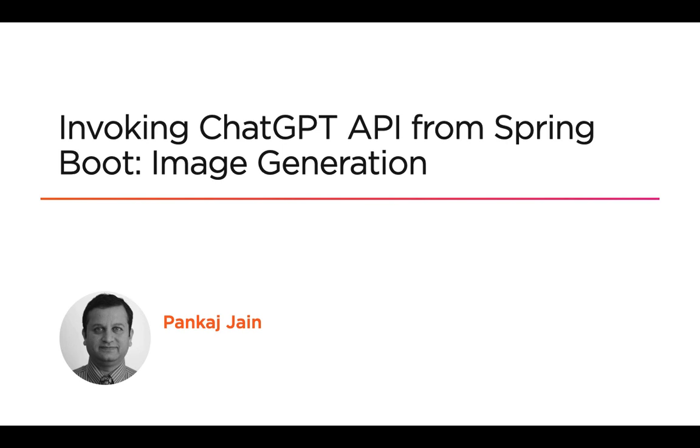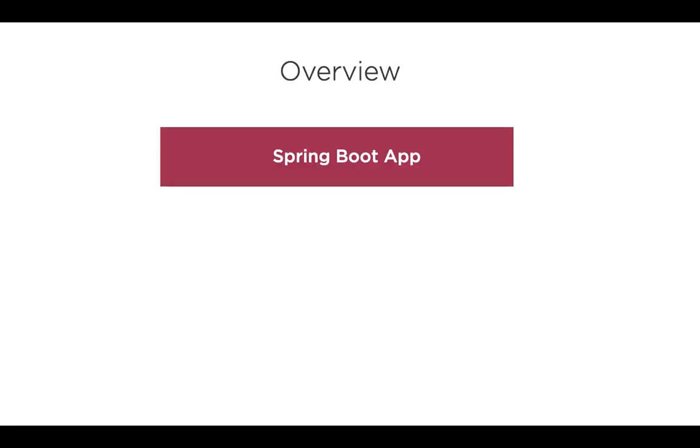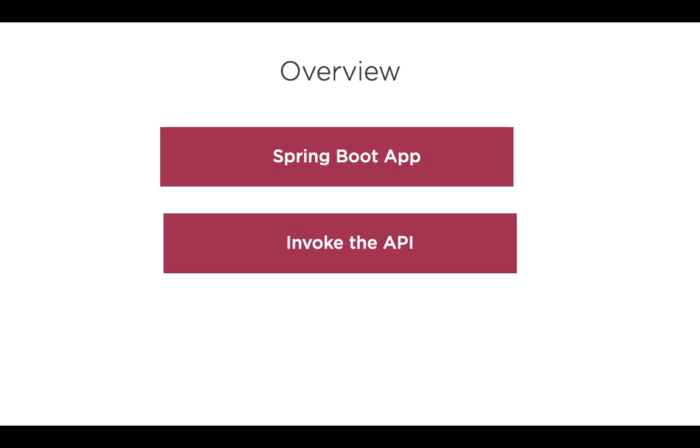ChatGPT is an example of a generative AI application which has widespread uses like chat completion, speech to text, etc. In this video, we will use Spring Boot to invoke ChatGPT API for image generation. We'll be using a Java community library as referred to on the OpenAI website.